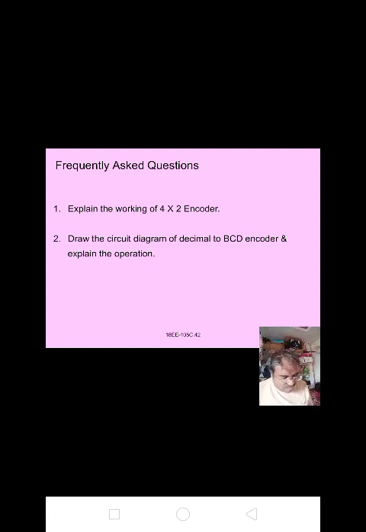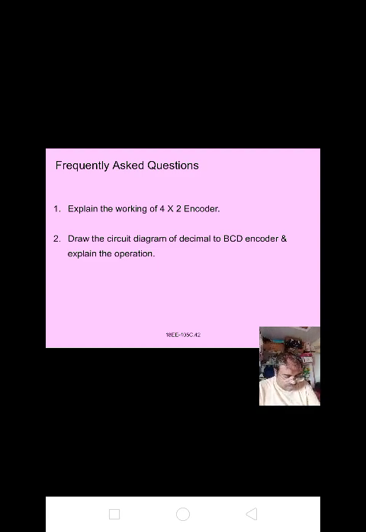We can write these values in equation form also, that is, for y3 it is 8 plus 9, y2 4 plus 5 plus 6 plus 7, for y1 2 plus 3 plus 6 plus 7, for y0 1 plus 3 plus 5 plus 7 plus 9.